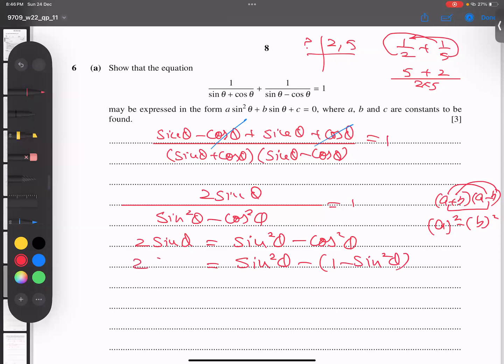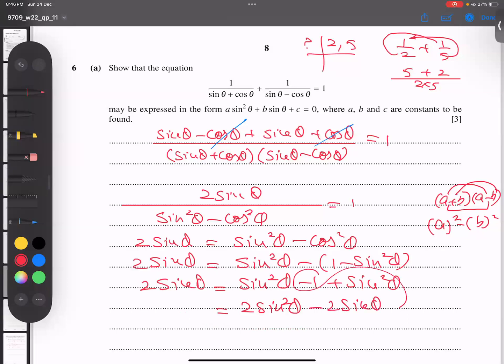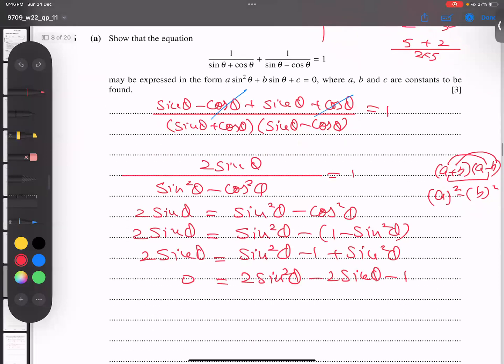Now you ask one question: why did you convert that, sir, only? Why not sine square? Because my full answer I need in sine square, and cos square is not required. I believe you got the point. Sine square theta and negative 1 and plus sine square theta. Here I have 2 sine theta. Now sine square and sine square give you 2 sine square theta. So I'm writing here 2 sine square theta. It will go to the other side, becomes negative 2 sine theta. And this minus 1 I'm writing at the end, here 0. And 0 you can write here or on the other side, so no issue at all.